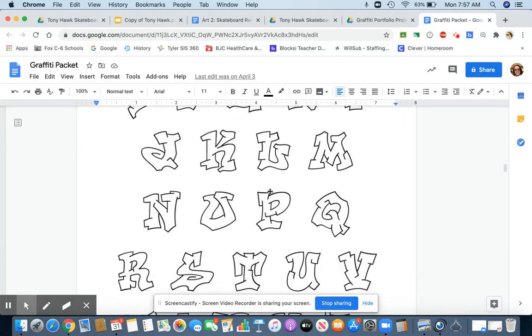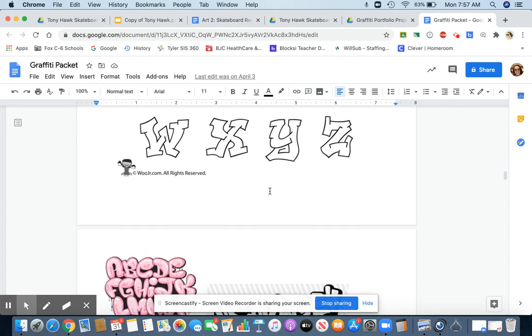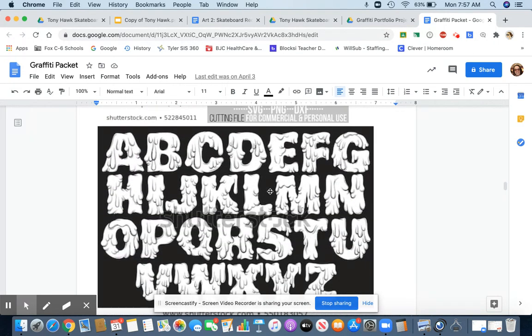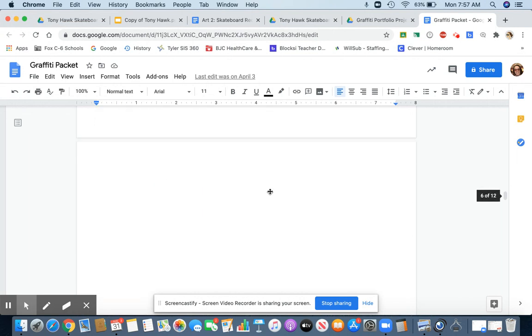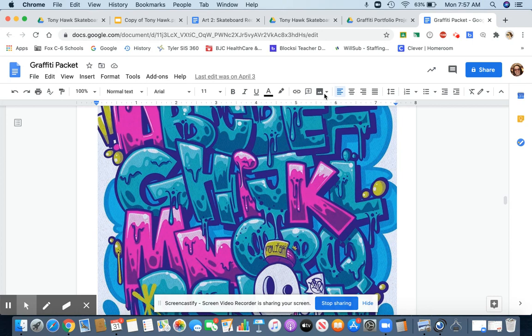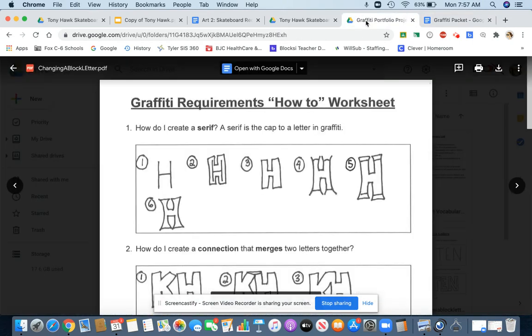Am I saying you have to use these? No, you don't have to do graffiti. You could do any sort of letter or word styling, but this gives you an idea. If you're really not sure how to draw a block letter or a graffiti letter, I have this handout that says Graffiti Requirements How-To Worksheet.